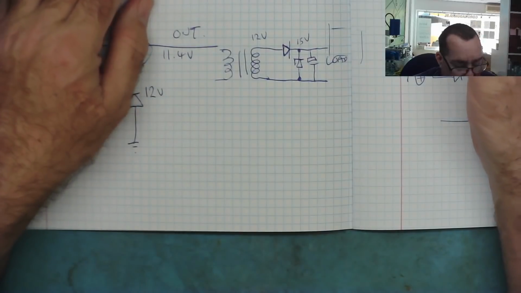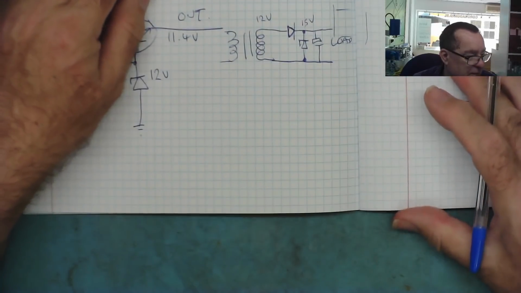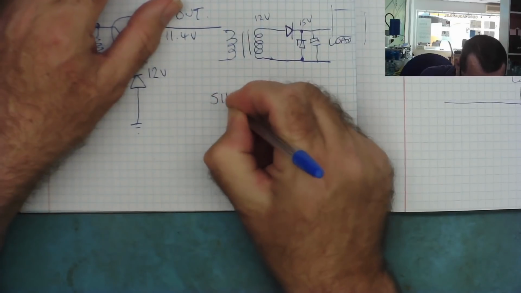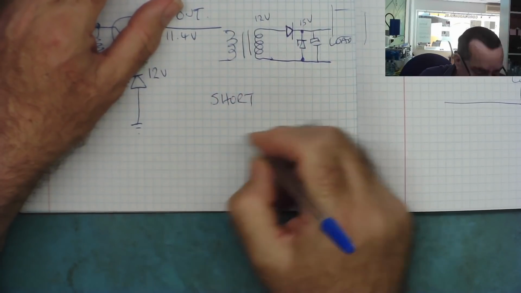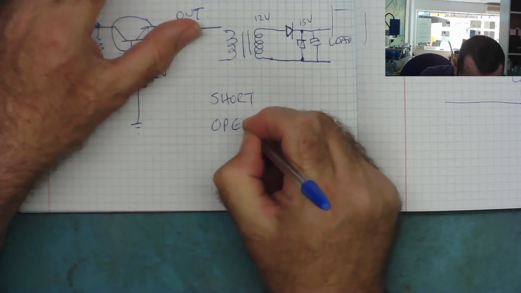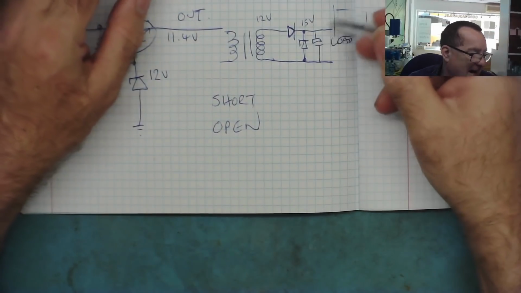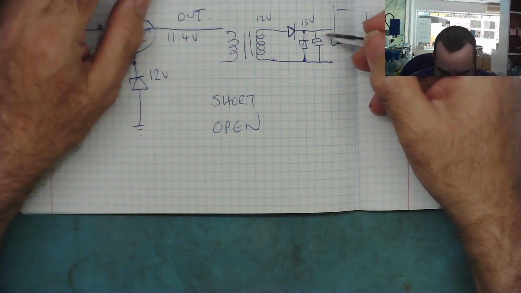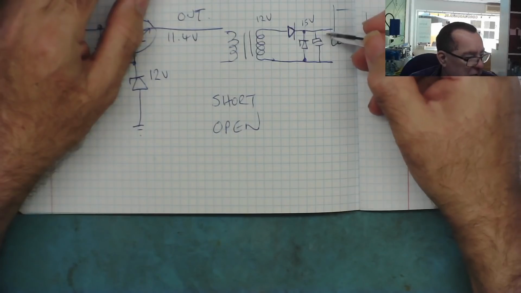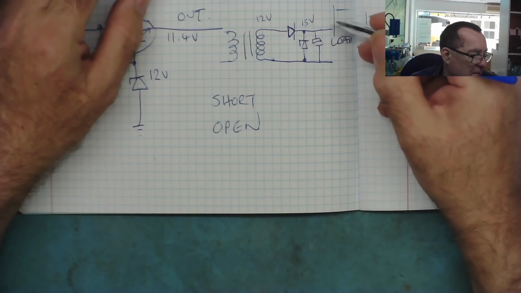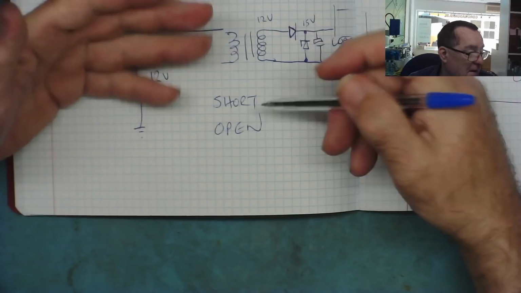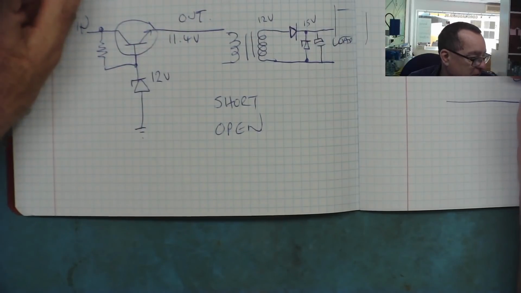Which brings me on to how do Zener diodes fail? Well, they fail basically in two ways. They go short or they go open. They don't really fail in such a way like the Zener voltage changes. I'm not saying never, but I'm saying that that isn't a typical way for a Zener diode to fail. If it's going to fail, it'll go short circuit or it'll go open circuit.